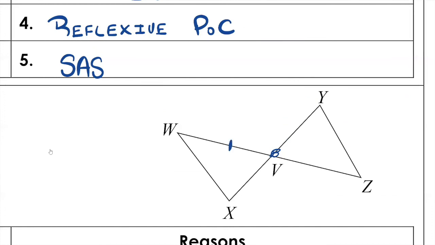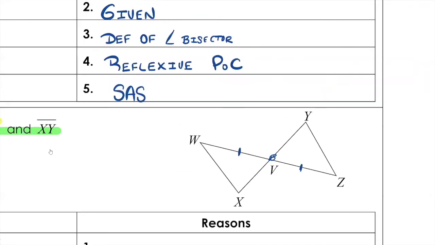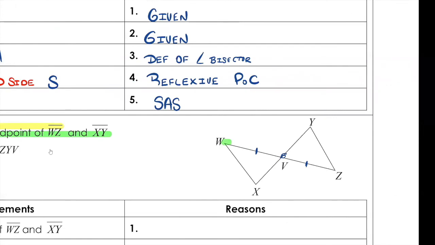Well, I'm just letting you know. Hey. Thank you. That vertical angle doesn't do you any good unless you get that these segments are congruent, brother. All right, that's fine. Here we go.